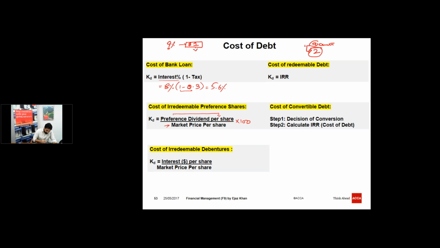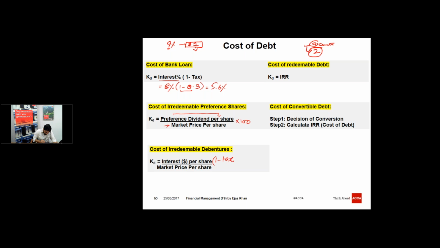So it will be very simple again. Then we have cost of irredeemable debentures. If we have irredeemable debentures, like we have irredeemable preference shares, or irredeemable interest-bearing securities, I would say the best word will be irredeemable interest-bearing securities. The only difference will be we have to make it after tax.